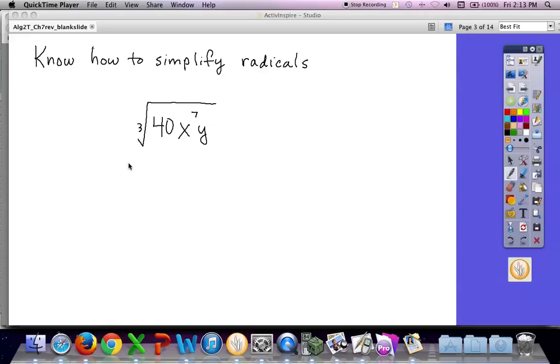We just did this, but we have to know how to simplify radicals. Because there's a whole bunch of problems where we have to do other things, but then we get to the same point where you've got to simplify the radical in front of you. The cubed root of 40x to the 7th y.